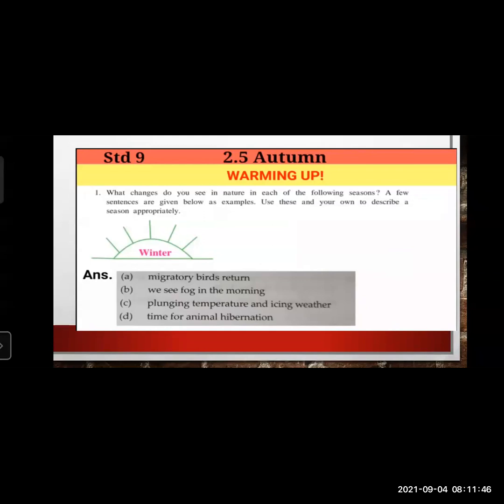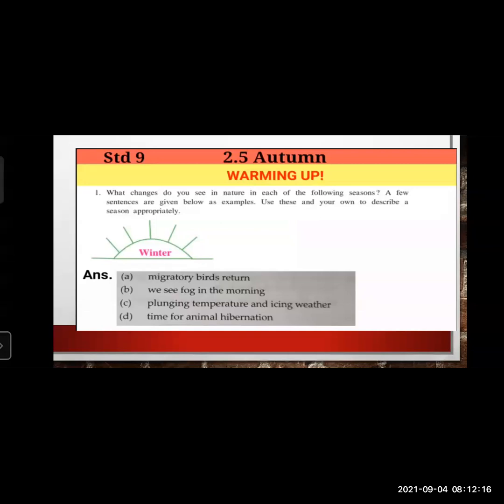First one, we have to see this. Changes are given to us here, like new grass sprouts, tender leaves shoot out on the plants of trees, migratory birds return, the sun shines brighter than before, we see mist in the morning. There are sudden showers and hailstorms, and trees blossom. These are some descriptions given to us. And now we have to bifurcate it by the season.